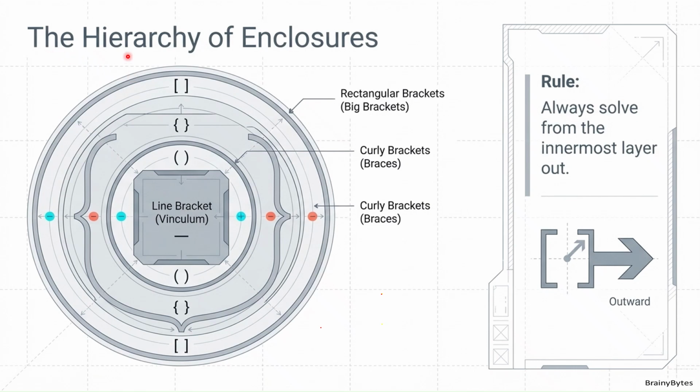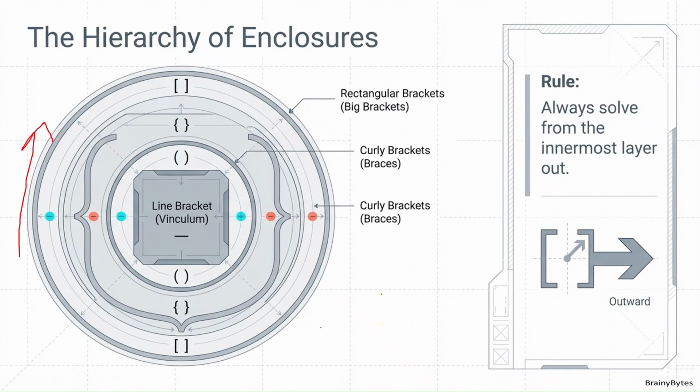Now, it's time to understand the hierarchy of enclosures, that is, the order of solving brackets according to their precedence. The rule states that we must always solve from the innermost layer to the outermost one. The vinculum, or the line bracket, has the highest precedence, while the rectangular brackets have the lowest. Always remember to solve from the highest precedence bracket to the lowest precedence one.